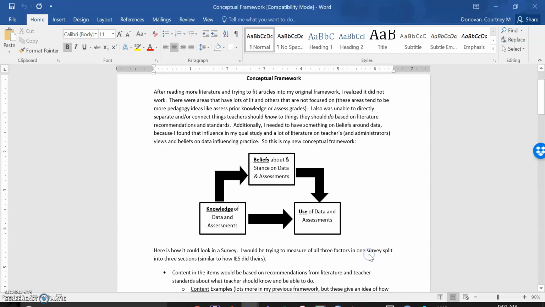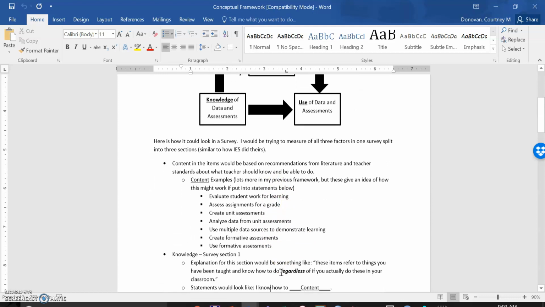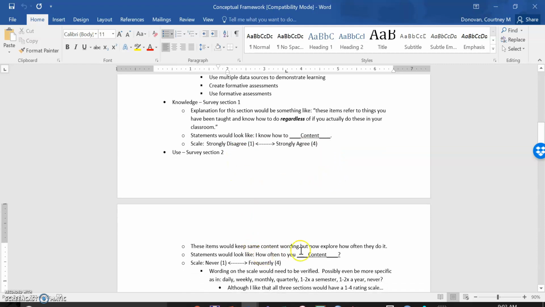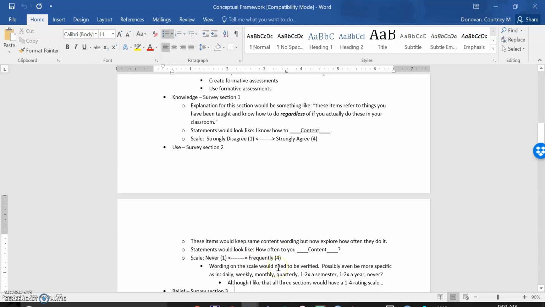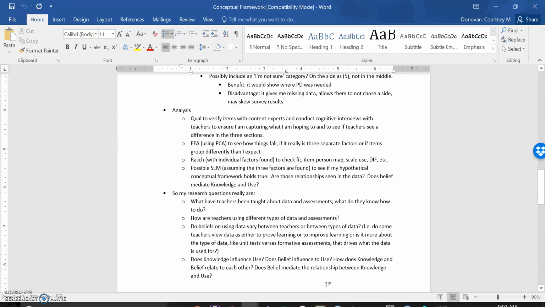And then I started thinking about, well, if this is what I want to do, how do I connect that to a survey? And so I start thinking about content examples. If these are the things that they need to do, then I could create a survey about that. So statements would be like, I know how to, what is the content? And then my scale for the use section would be how often do I do that content, from never to whatever. And then there was the belief scale that would be a little bit different. Something like, what do you use this for? Is it to prove learning? Is it to improve learning? Something to that effect is the initial thing that I was trying to understand. And then I have analysis ideas and then my research questions, the first draft of them at least.